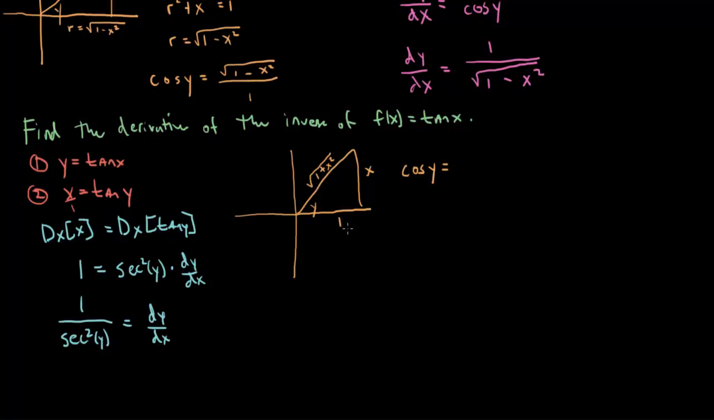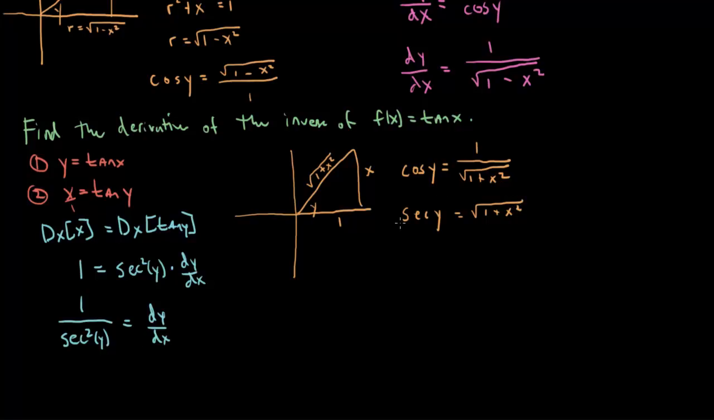Okay, it's not 1 over adjacent. 1 over hypotenuse. Adjacent over hypotenuse. So 1 over the square root of 1 plus x squared, like that. So that's cosine. So what is secant? Secant is the reciprocal, which is the square root of 1 plus x squared. Okay? 1 plus x squared.